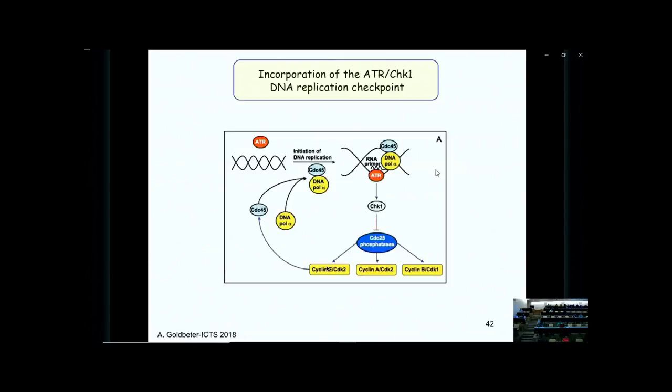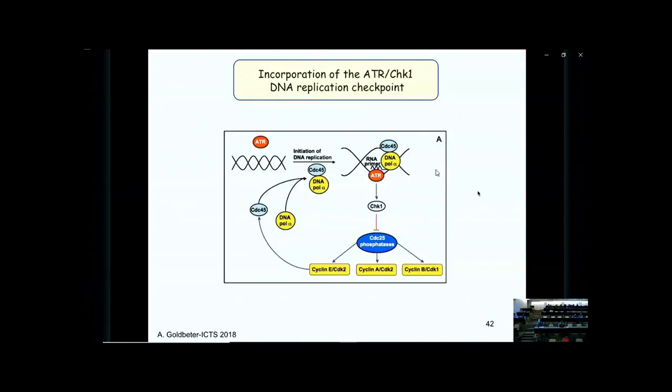It's possible to incorporate in the model checkpoints, because the cell cycle is controlled by checkpoints. And the role of checkpoints is to ensure that the cell does not move to the next phase of the cell cycle as long as the previous phase is not completed. For example, DNA replication must be completed, so the S phase must be completed before the cell moves to the G2 phase and to the M phase. And so it's possible to incorporate the mechanism of the DNA replication checkpoint, which involves kinases like ATR and CHEK1.